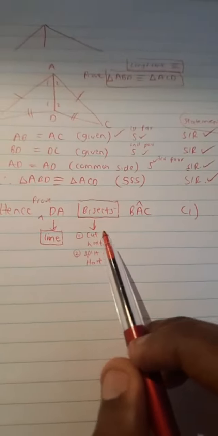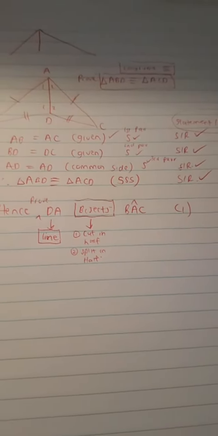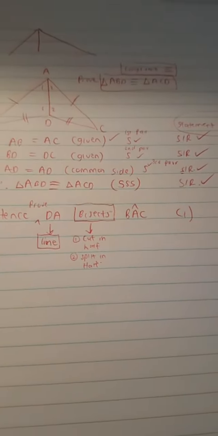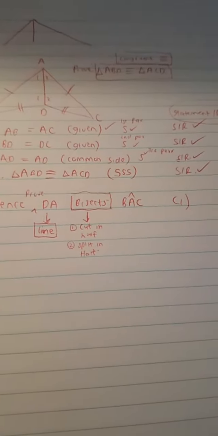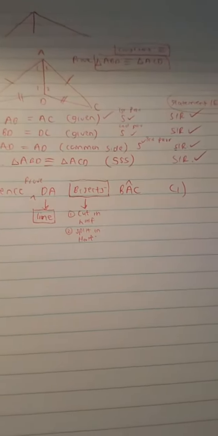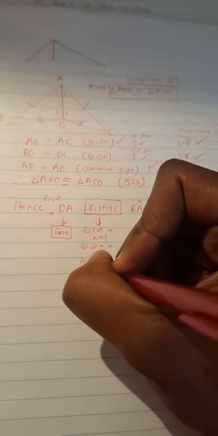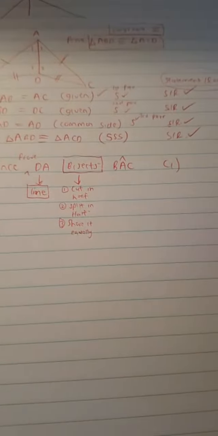So bisect means to cut in half. If, let's say, for instance, I have an orange and I cut it in half, it means one part of the orange will be equal to the other part of the orange, and then I'll be able to share it equally. Okay, so I'm just going to write that one as well. Share it equally. Yeah, once we cut it in half, we are able to share it equally.